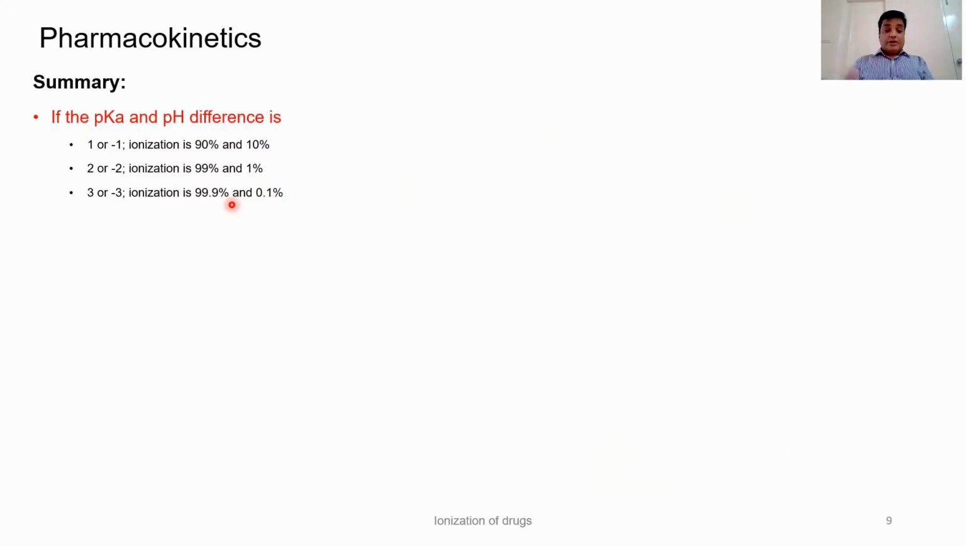And that's all. The summary of this discussion is, the first thing to know is the difference between pKa and pH. It could be 1 or -1. If that is the situation, the ionization status is 90% and 10%. So we have to find out whether ionized is 90 or non-ionized is 90, which we will come to. If the difference is 2 or -2, it is 99 and 1%. Whether ionized is 99 or non-ionized is 99, we have to find out. Similarly, when the difference is 3, it's 99.9 and 0.1, which could be ionized or non-ionized.